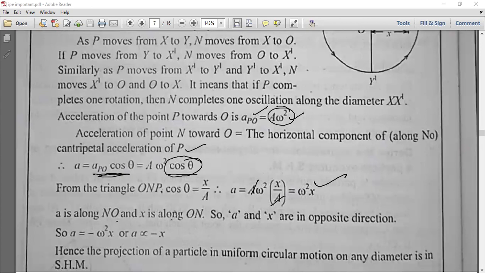a is along NO and x is along ON. That's why I am substituting the minus sign here, and hence the projection of the particle in uniform circular motion on any diameter is in SHM. Very simple, just 4 lines you write down. Take the component, take the cos theta value, and show that NO and ON are opposite, and then a is equal to minus omega square x, and a is proportional to minus x as omega is constant. Clear? Okay, so you can go through this once. Right, so let's move ahead.